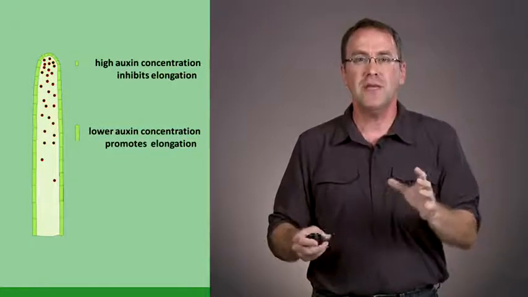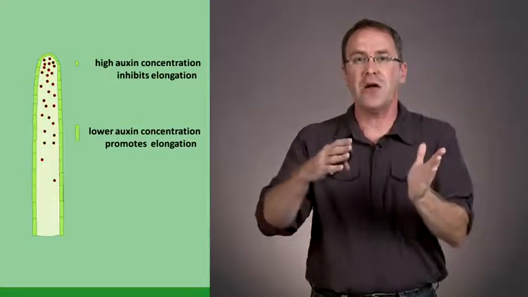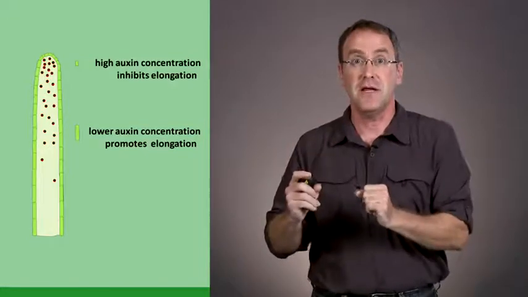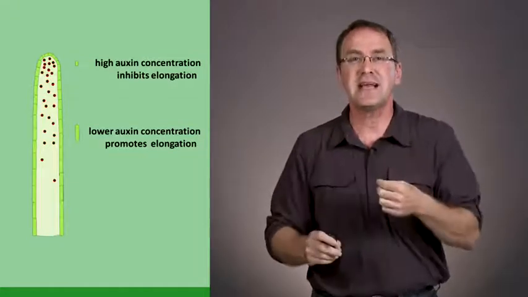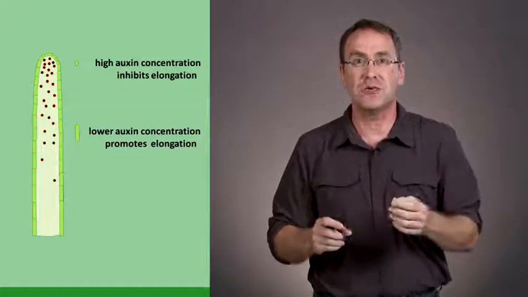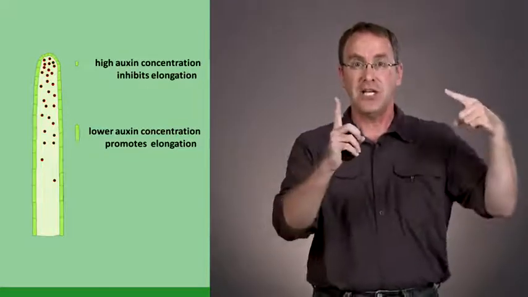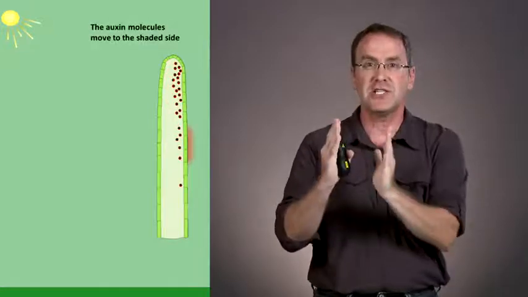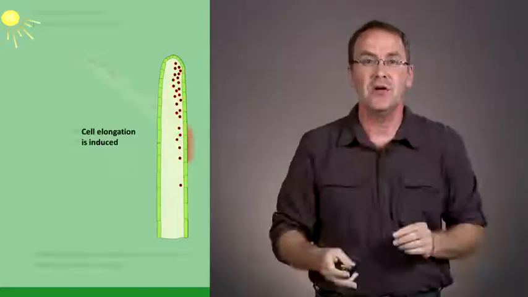So what we're assuming here is that we have a higher concentration of auxin on the dark side of the plant than on the light side. And this is exactly what's been shown in subsequent studies. When the light is shown onto the seedling, the auxin accumulates on the dark side, and there you're getting more elongation such that the seedling is then bending towards the light.